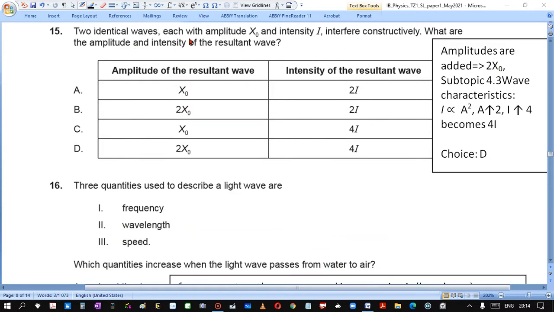Question 15. Two identical waves, each with amplitude x0 and intensity I, interfere constructively. What are the amplitude and intensity of the resultant wave? Amplitudes are added, so we get 2x0. From subtopic 4.3, we see that intensity is proportional to the square. So if amplitude increases 2 times, intensity increases 4 times. It becomes 4I. So choice D is the answer.